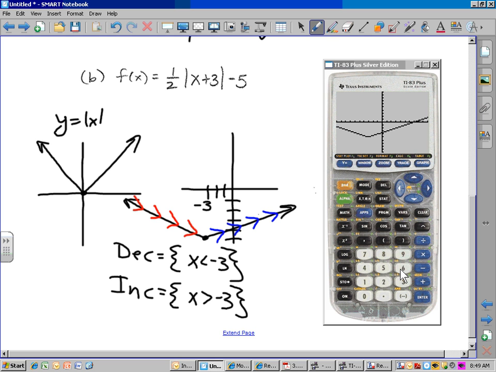That's it. Just need to draw the arrows and determine whether they're pointing down or up. If they're pointing down, it's decreasing. If it's pointing up, it's increasing. And always remember the critical point. In this case, it's a minimum. The critical point is never included, so it's always less than or greater than.